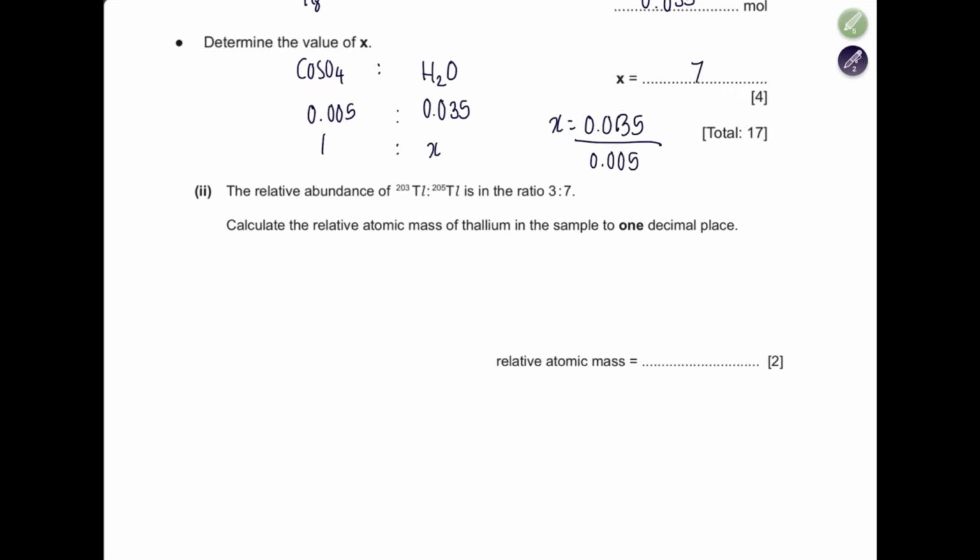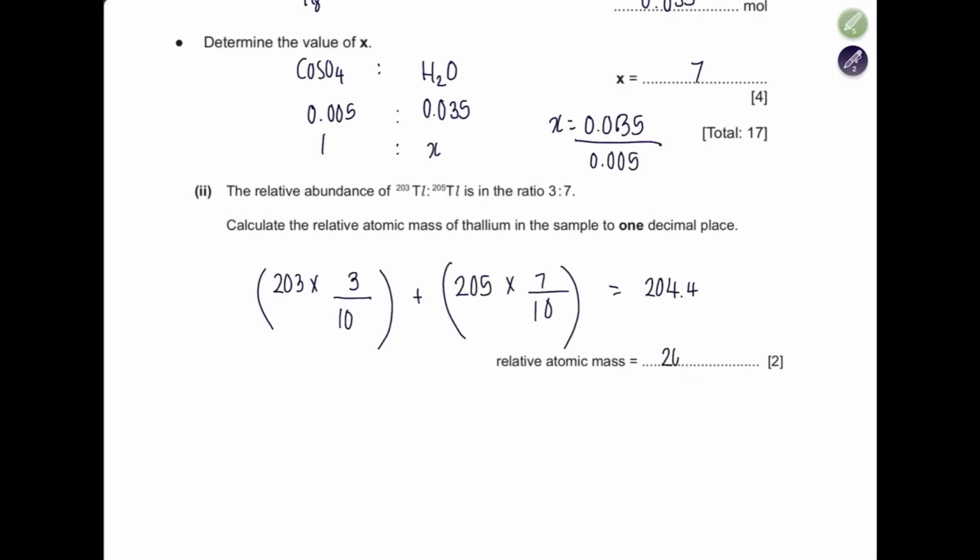Now, the relative abundance of thallium 203 and 205 is in the ratio 3 to 7. Calculate the relative atomic mass of thallium in the sample to 1 decimal place. Okay, so it's going to be 203 times 3 divided by 7 plus 3, which is 10, and then plus 205 times 7 divided by 10, that is 204.4.